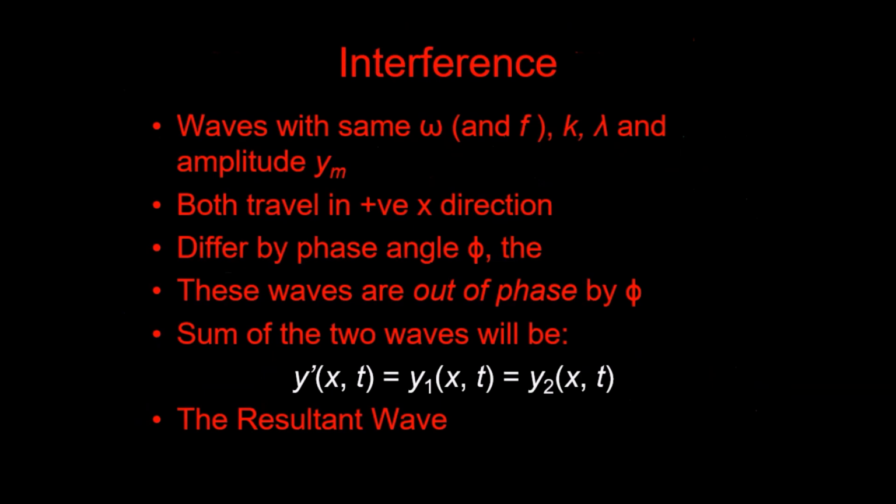So when we deal with interference, we're going to deal with a slightly simplified case so as we don't end up having to solve a problem that takes several weeks. So we'll look at waves with the same omega and frequency, k, lambda, and essentially amplitude. Both are traveling in the positive x direction. They're going to differ by some phase angle phi. So those waves will be said to be out of phase with one another by phi. The sum of the two waves will essentially be y1(x,t) plus y2(x,t).